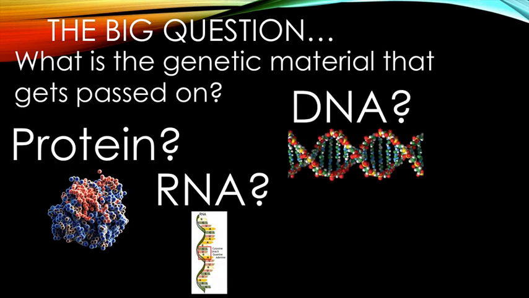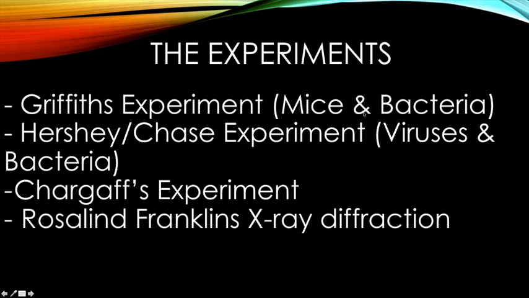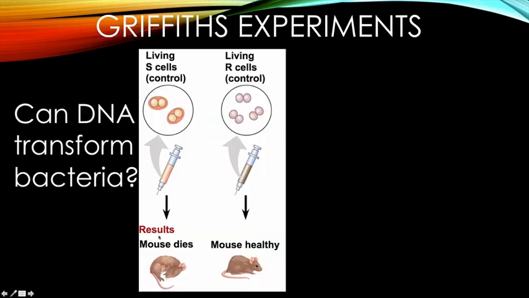The two biggest ones were actually proteins, and so if you take a look, here we have four major experiments. We have the Griffith Experiment, the Hershey-Chase Experiment, Chargaff's experiments, and Rosalind Franklin's X-ray diffraction. So the first one, Griffith's Experiments, this showed us that DNA could transform bacteria. So that DNA carried some sort of instructions that can change a bacteria that was not deadly into bacteria that was deadly. So how did we figure this out?